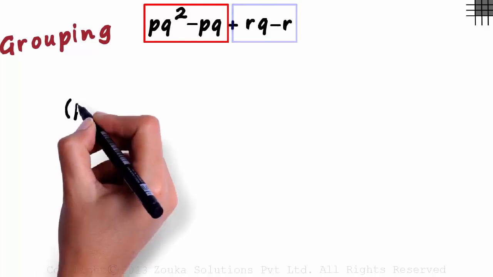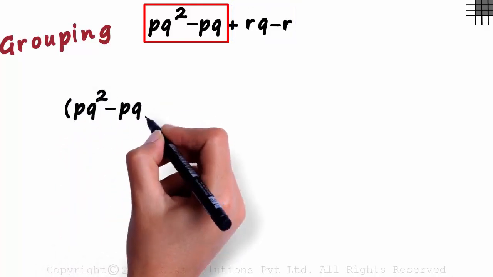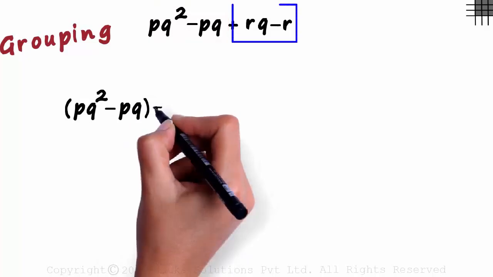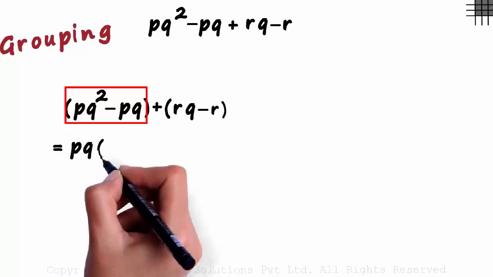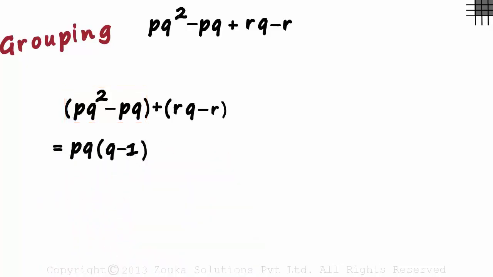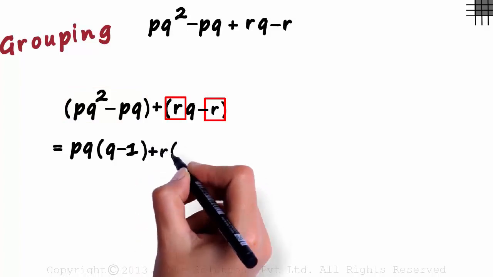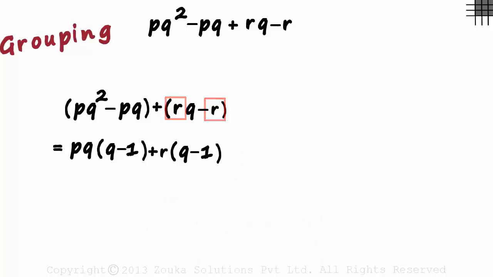So we write pq squared minus pq as one group and plus rq minus r as the second group. From the first group, the term pq is common to both the terms. So we write it as pq multiplied by q minus 1. As r is common to both the terms of the second group, we write it as r multiplied by q minus 1.